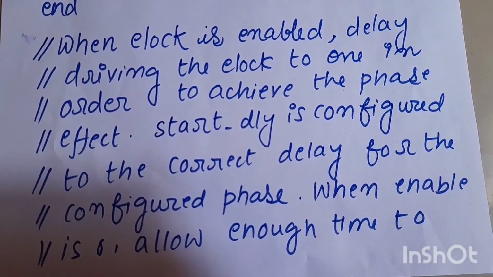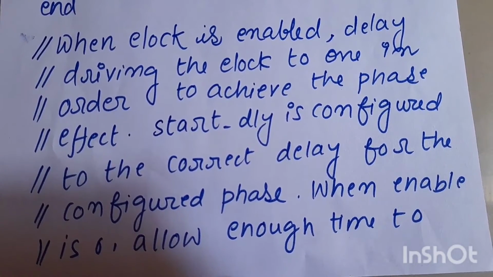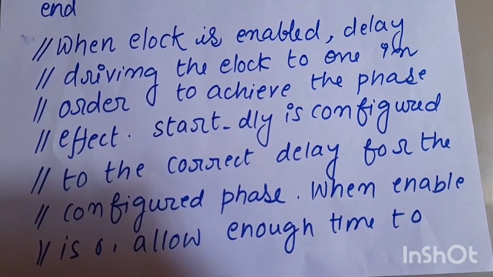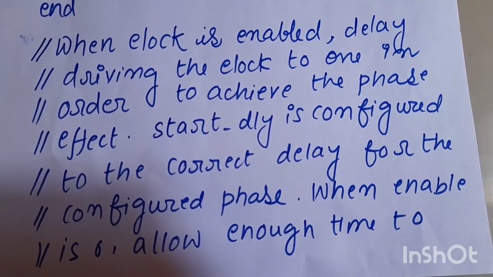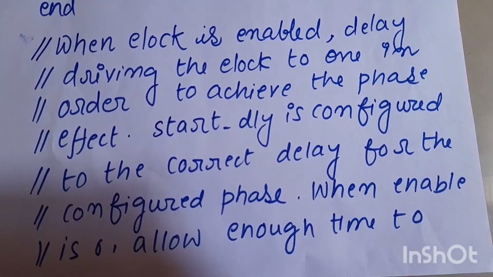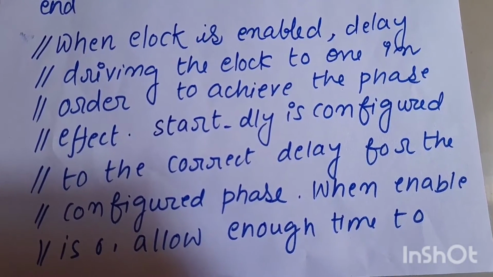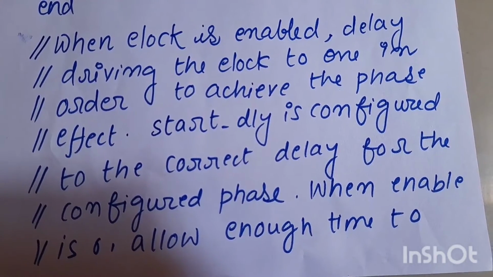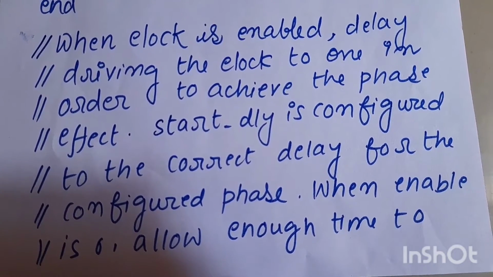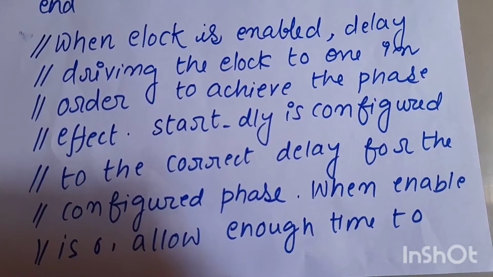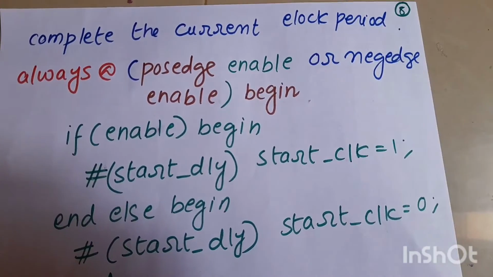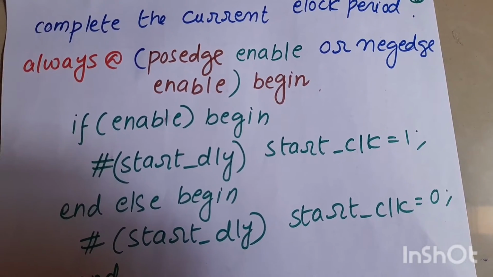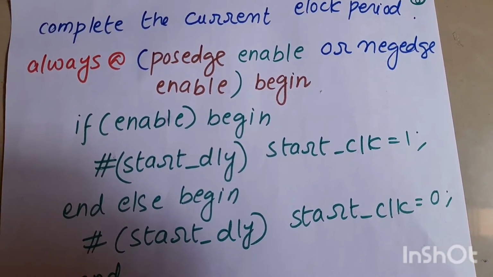हम multiple clocks generate करेंगे for different clock frequency, different phase and different duty cycle. For that purpose, we have start delay also, which comes into place when we want to have multiple clocks of different phases. When enable is 0, it allows enough time to complete the current clock period. जब enable आपका 0 है, हमारे पास enough time है clock period को complete करने के लिए.